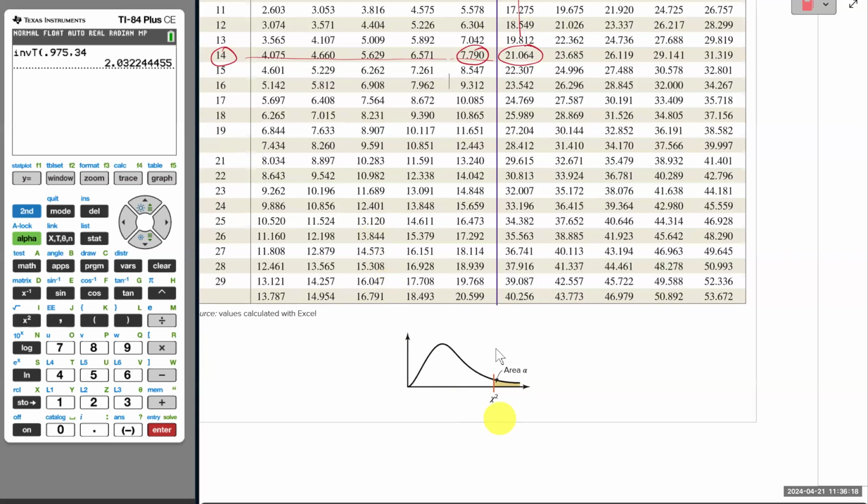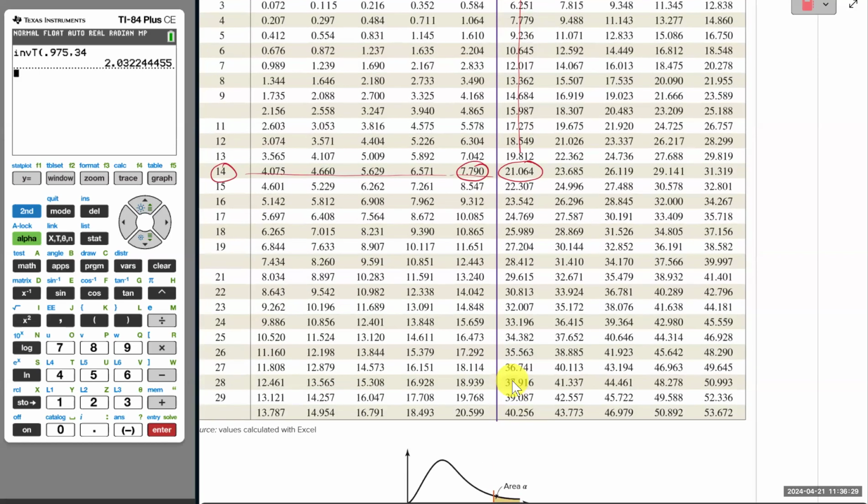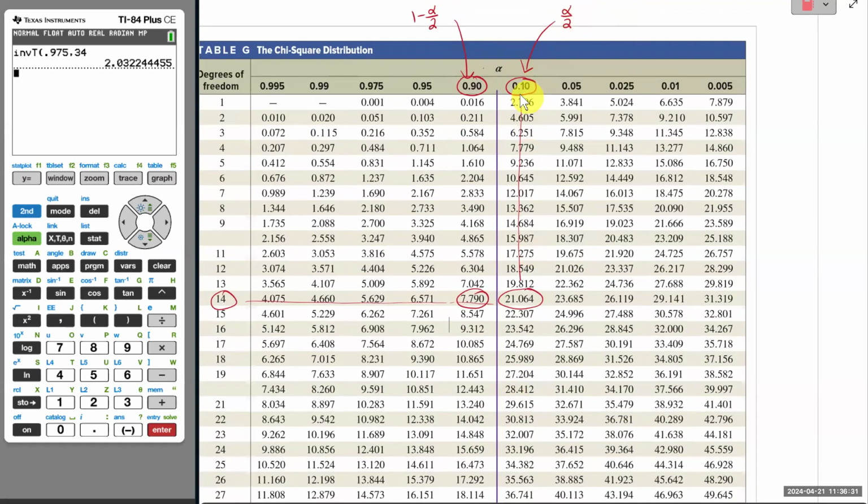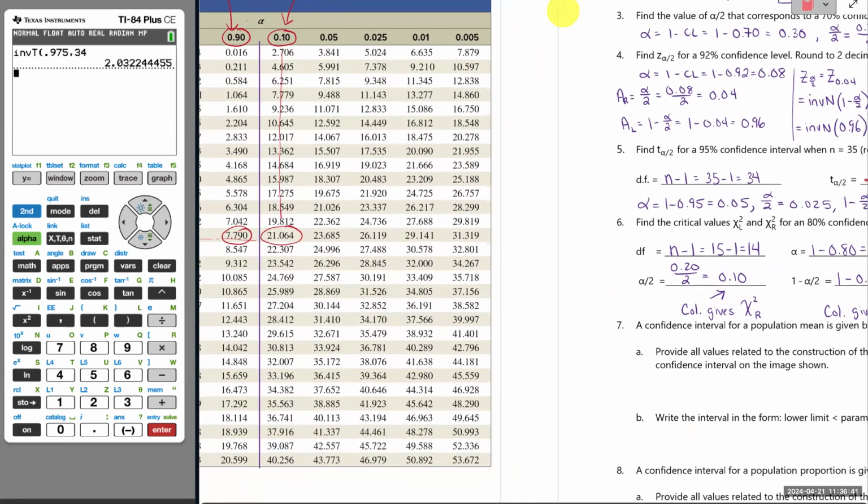I'm just going to scroll to the bottom of the table for a moment. So we're just learning to read the chi-square table. And again, it's the area to the right of the chi-square that the table is giving. So that's why this chi-square right is this column alpha over 2. All right, so let's write those. So let's see if I can remember that, 7.790.